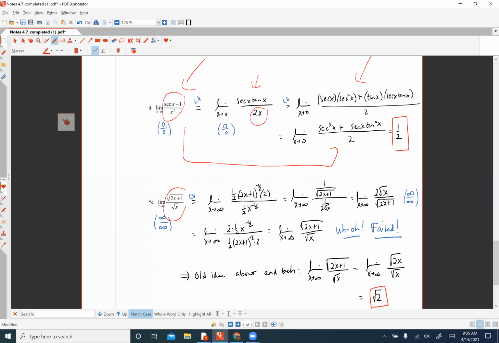My cat, she doesn't want me giving this discussion. I like L'Hopital's rule, but I think my cat does.